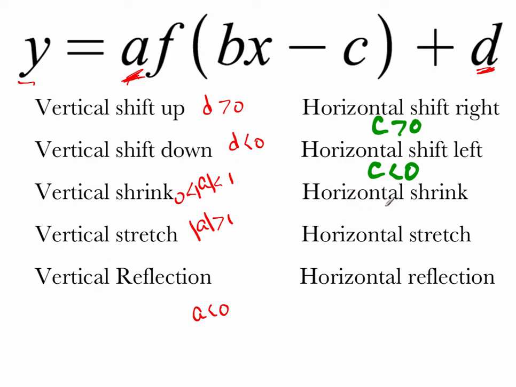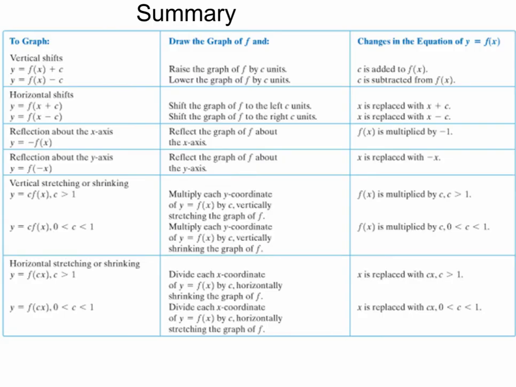A horizontal shrink is going to involve this B factor. So you're going to have a horizontal shrink when the absolute value of B is greater than 1. And you're going to have a horizontal stretch when the absolute value of B is between 0 and 1. You'll have a horizontal reflection that reflects it across the y-axis when B is less than 0. Here's a summary. You might want to pause and write those down.